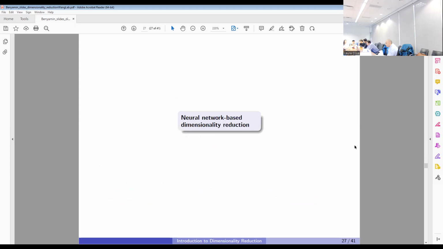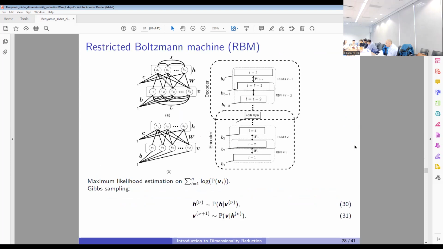And neural network-based dimensionality reduction, again, it started from RBM, the restricted Boltzmann machine. What is a Boltzmann machine? These are energy-based models. Assume you have, like in figure A, two layers of neurons or variables, whatever you call it, and these variables are connected to each other, either between layers or the neurons of each layer are connected to each other too. But if you restrict that in a way that the neurons of each layer are not connected to each other, then it's called a restricted Boltzmann machine.